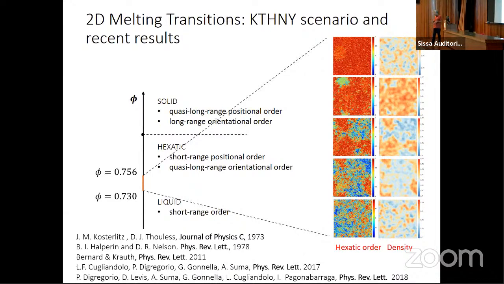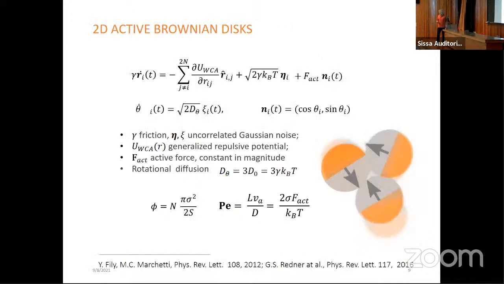So the standard picture now, the standard phase diagram of hard disks in 2 dimensions, is actually this one. Almost everyone believes in this picture, that there is a Kosterlitz-Thouless transition, I repeat, from solid to exotic, and a first order transition towards the liquid case. So our point was to put these facts in the context of active particles.